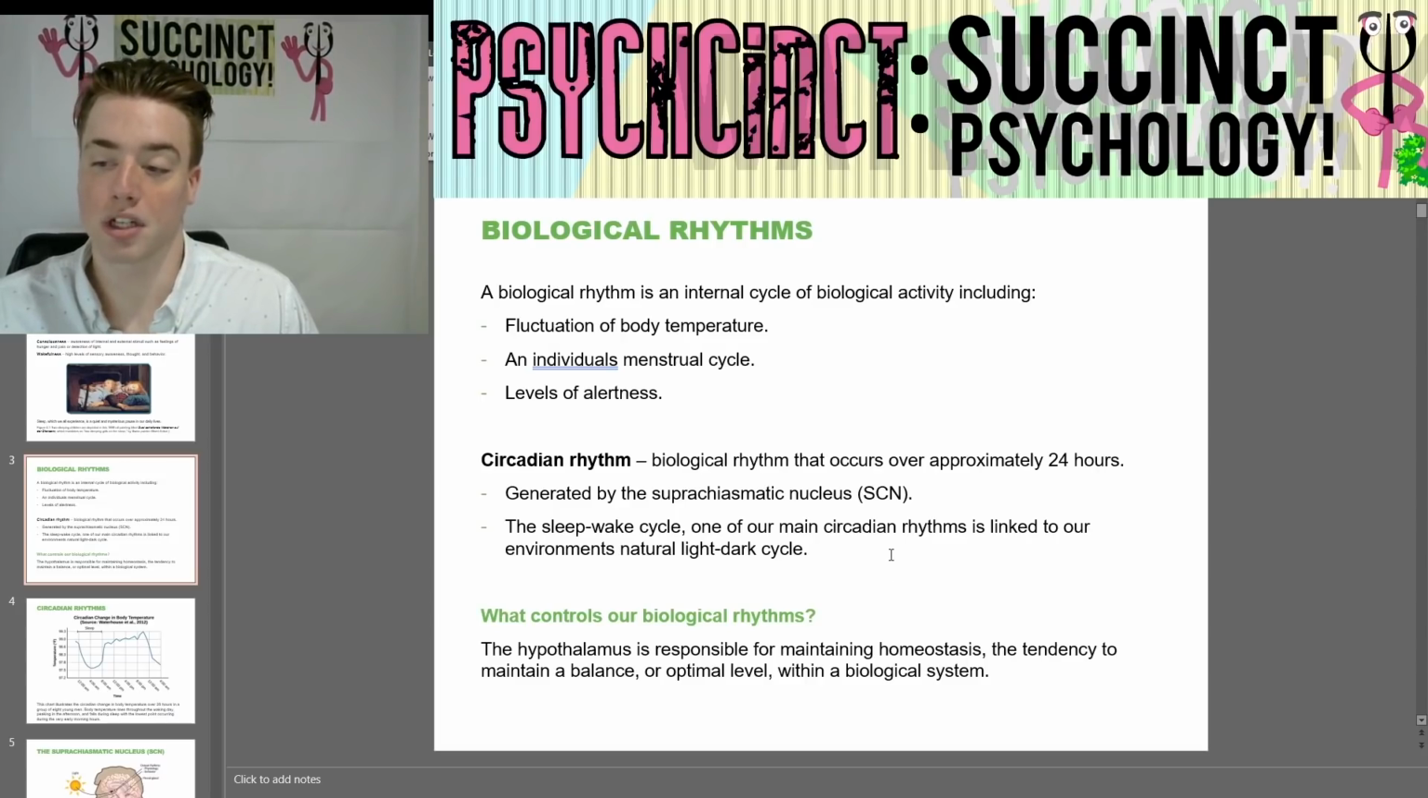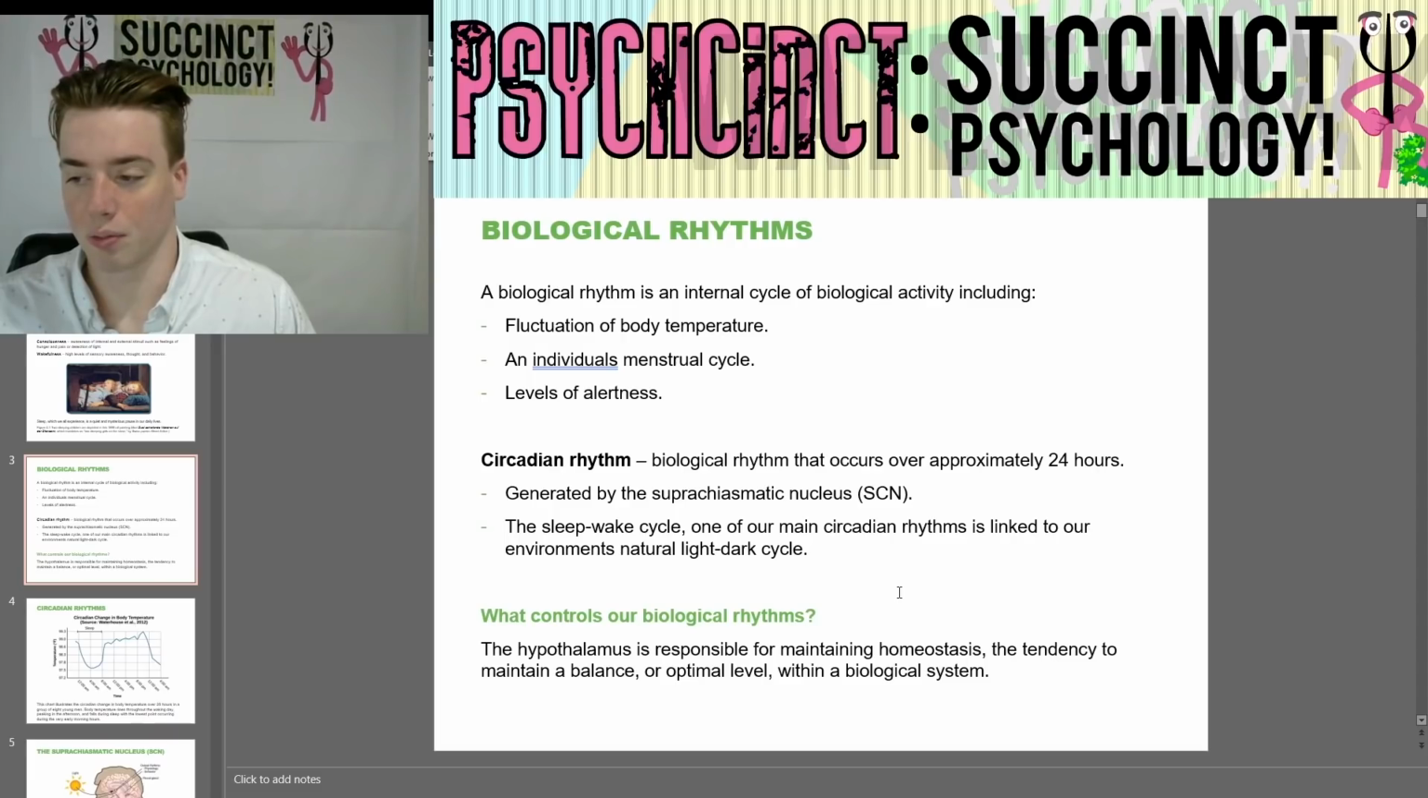So what controls our biological rhythms? The hypothalamus, if you remember that from, I think it was unit 2, is responsible for maintaining homeostasis, the tendency to maintain a balance or optimal level within a biological system.